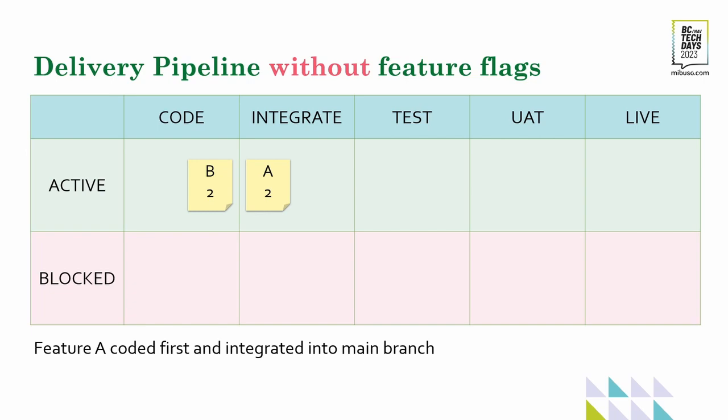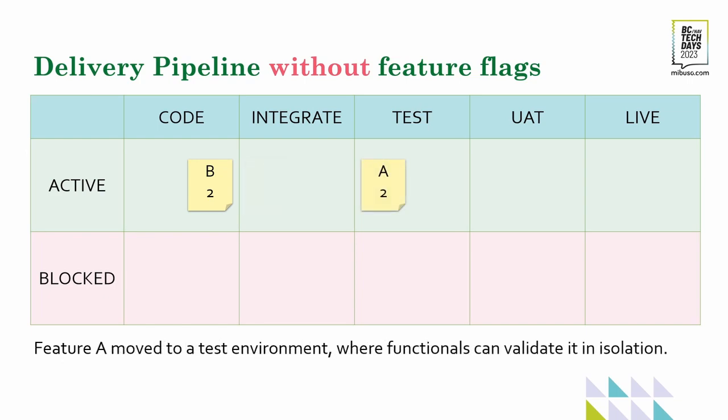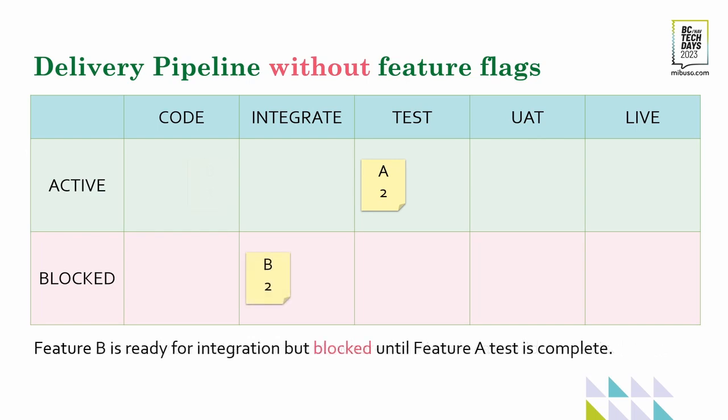Feature A completed first. We can integrate it into our main branch. It's so good, and it can already go into our testing phase. Because we prioritize test isolation as in our definition for our pipeline, this is where feature B is blocked right now. We cannot integrate it to the main branch because we want to make sure that our test environment is clear for anything else. So feature B should be blocked the whole time while feature A is going through the testing process.